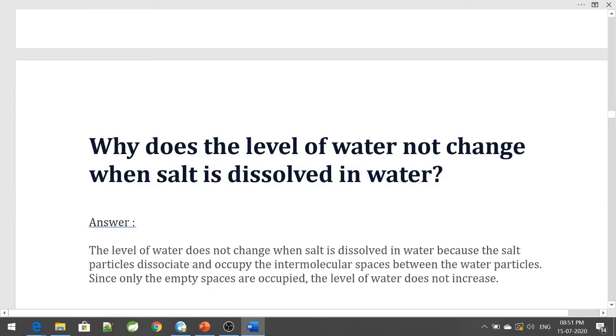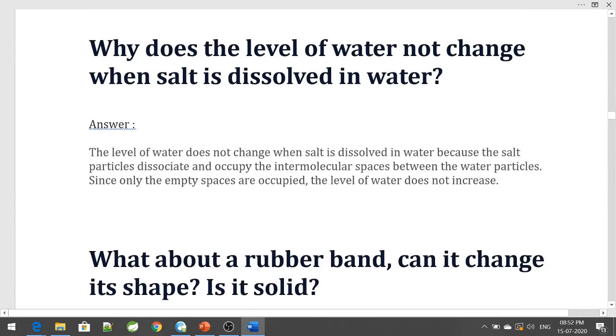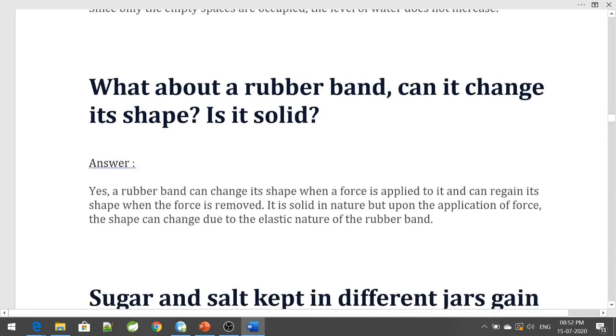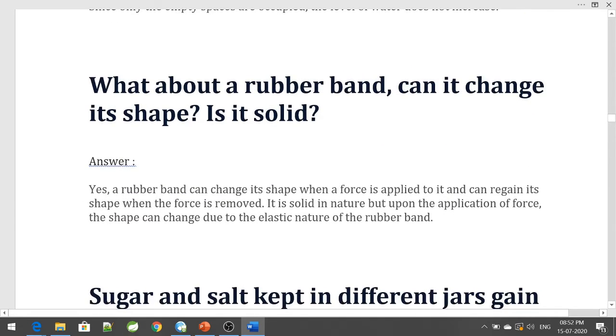Why does the level of water not change when we dissolve salt in water? Because of the spaces present in the water, the intermolecular spaces between the particles. Those spaces are occupied by the salt. So the water level does not change, and the water does not change its volume.